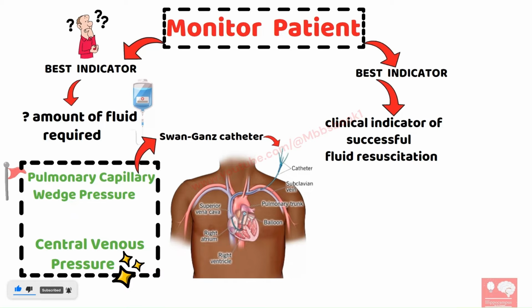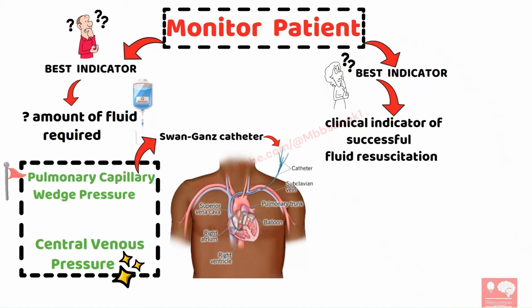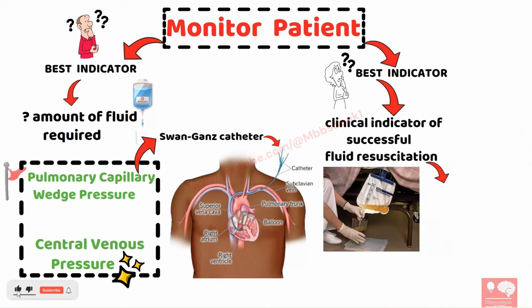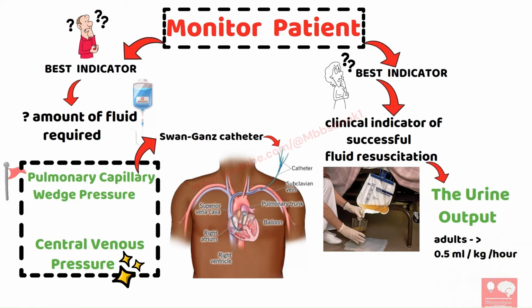Now, once you have given fluid, how do we know whether the fluid has been adequate or inadequate? And that is determined by the urine output. The urine output for adults should be maintained at more than 0.5 ml per kg per hour, whereas for children, our aim should be more than 1 ml per kg per hour.